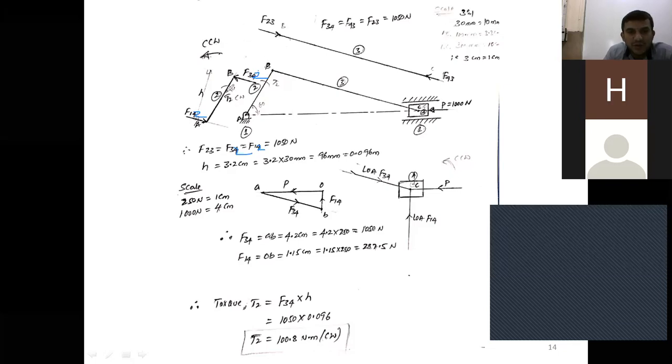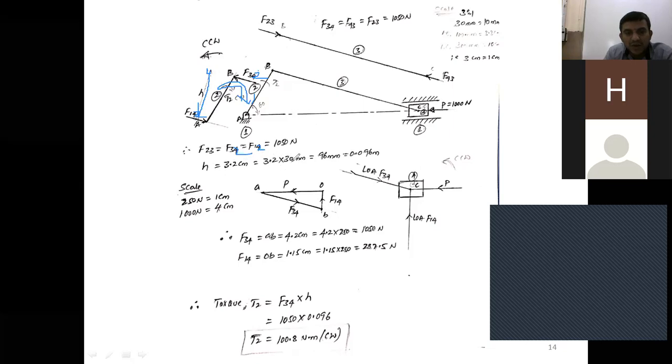Then we need to apply a torque in what direction? In clockwise couple. Then from any one point on the link, on the line of action of F14 or on the line of action of F34, take any one point here and draw a line perpendicular to that line of action of F34. Then we'll get h. h is nothing but the perpendicular distance. How much do you get? 3.2 centimeter.